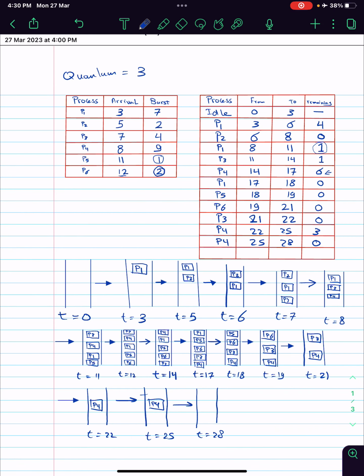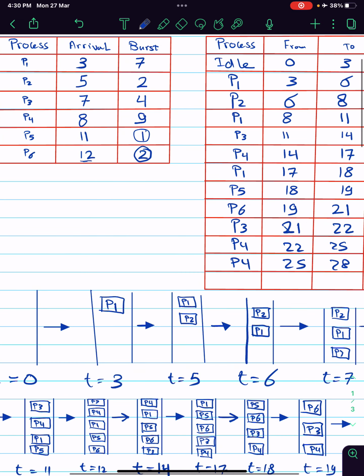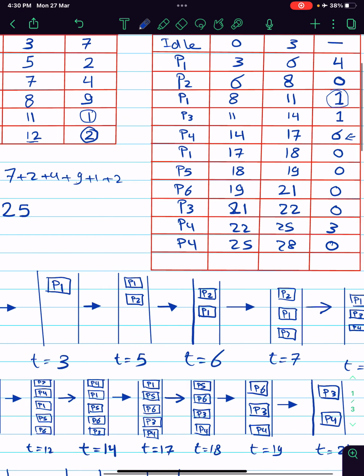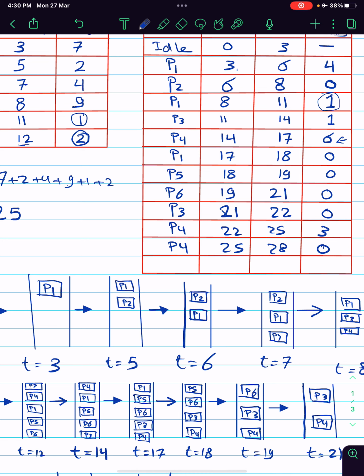Let's get the sum of the burst. The sum of the burst. This is going to be 7 plus 2 plus 4 plus 9 plus 1 plus 2. This is going to be 10, 19, and then 25. And you started at 3, so it will finish at 28.